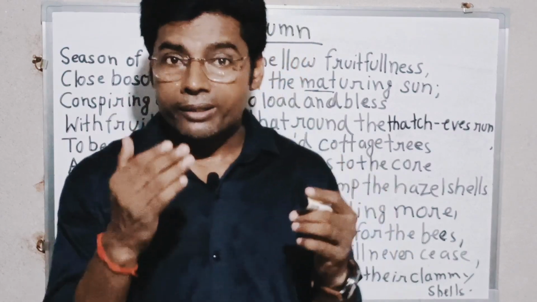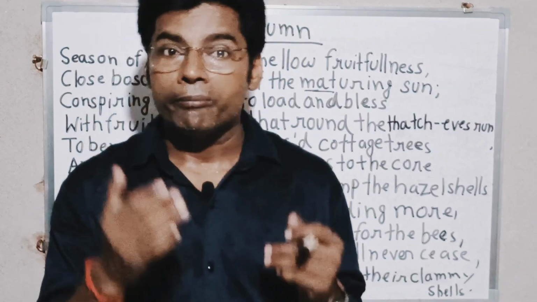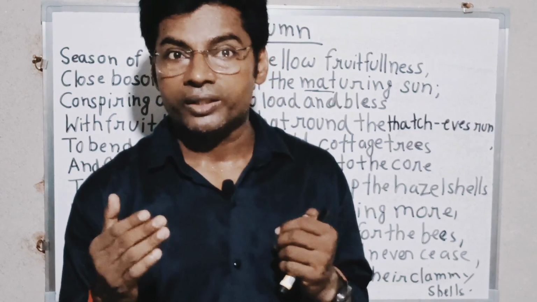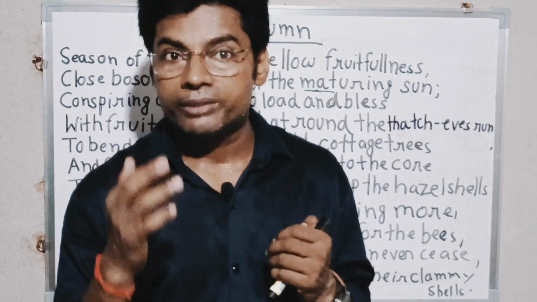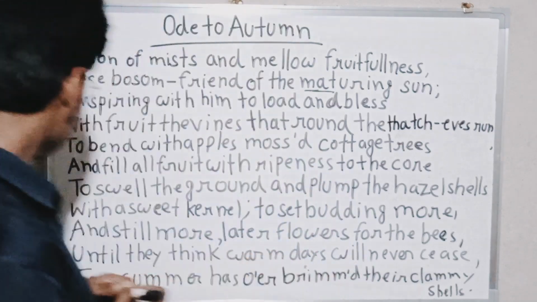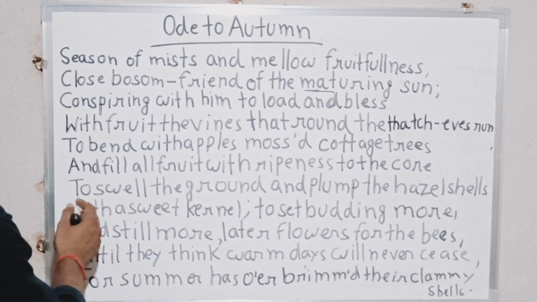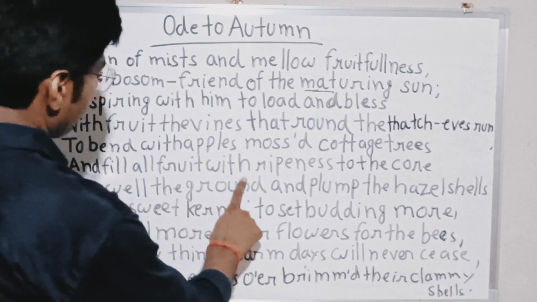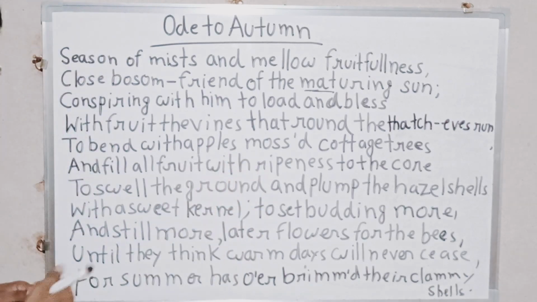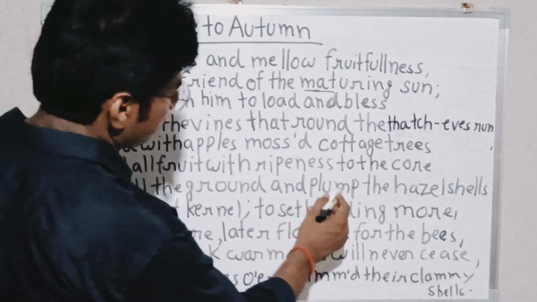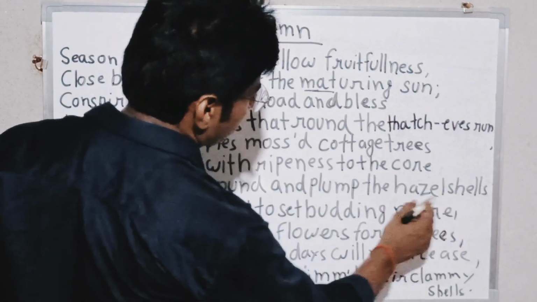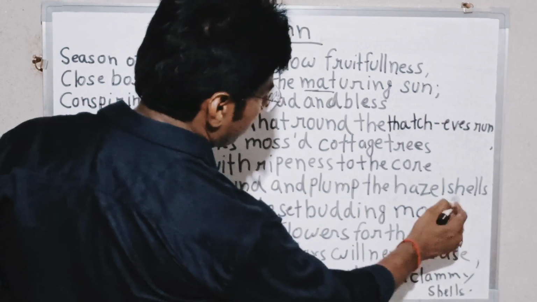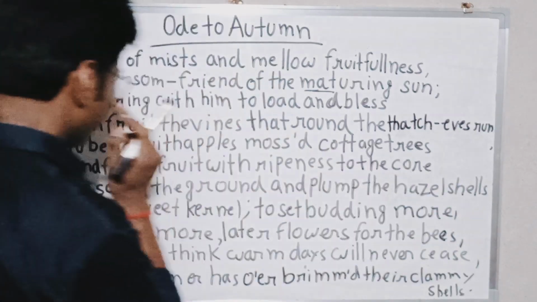And the autumn is able to make this possible only because of the maturing sun. So see, to swell the gourd, my dear learner, it is gourd, G-O-U-R-D, it is correct, it is R. And plump means fat. The hazel shell is a kind of dry fruit with a hard covering. Shell means a hard covering. Hazel is the name of a plant.